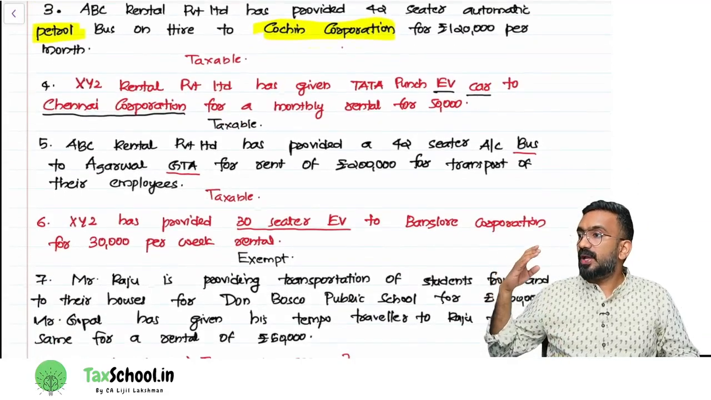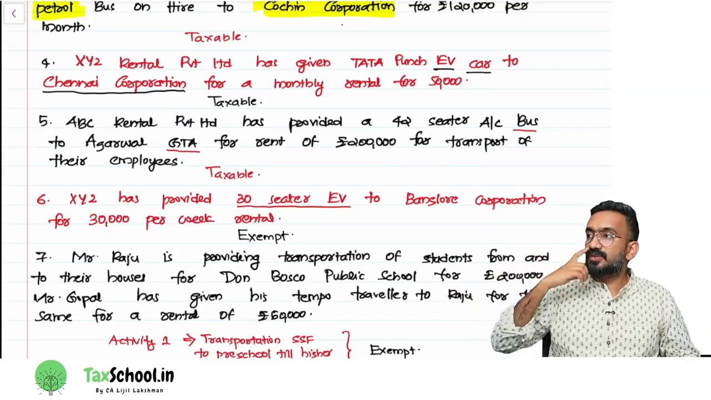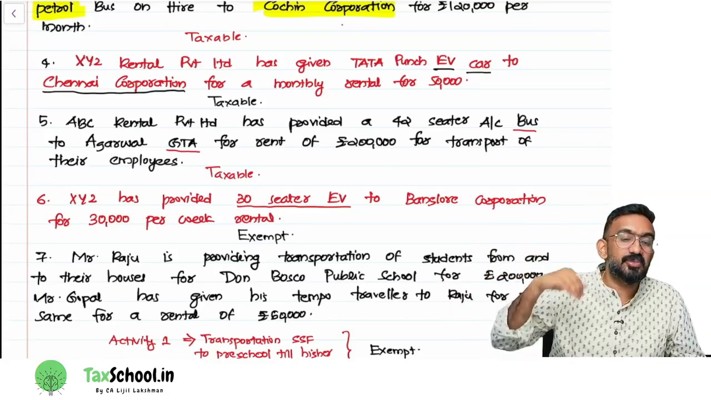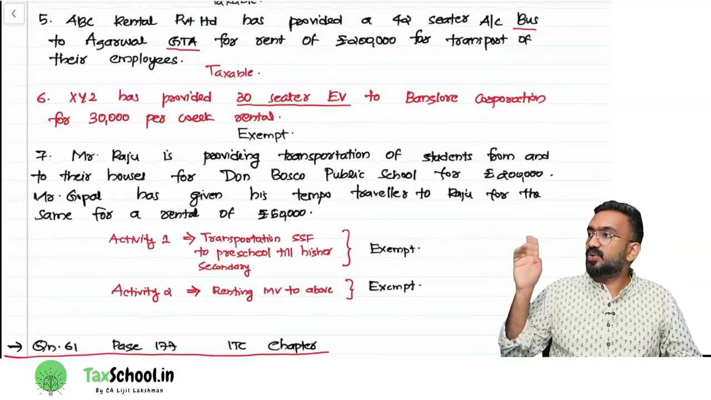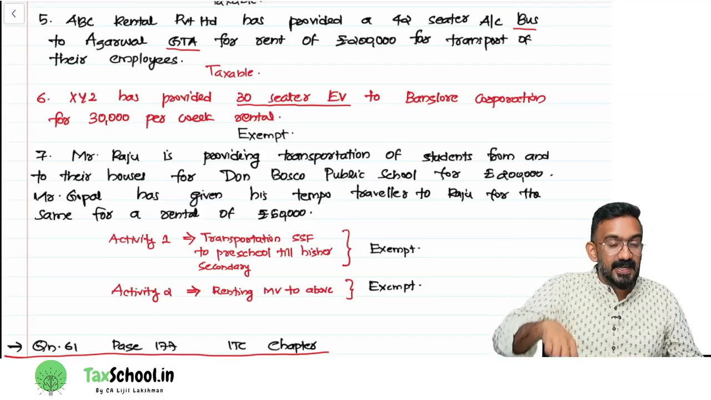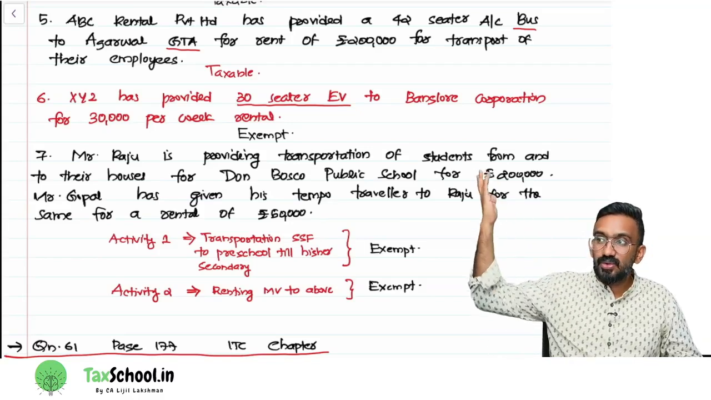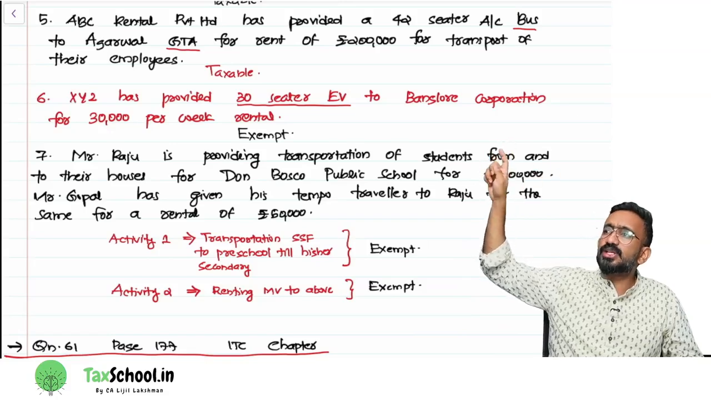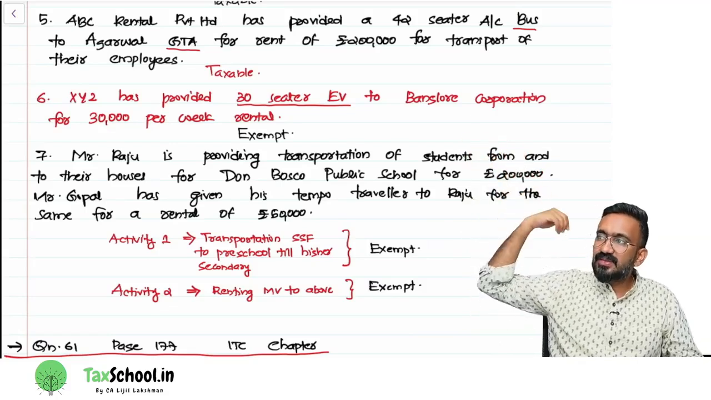Number 4, XYZ Rental Private Limited has given a Tata Punch EV car to Chennai Corporation for a monthly rental of 50,000. Would be again taxable. Why? Because it is an electric vehicle but only a 5-seater. It should be an electric vehicle of more than 12-seater. ABC Rental Private Limited has provided a 42-seater AC bus to Agarwal GTA for rent for 2 lakh for transport of their employees. Again taxable, because to a GTA you should give a goods transport vehicle, not a car or a bus. It is a passenger transport vehicle, no exemption. XYZ Limited has given a 30-seater EV to Bangalore Corporation for 30,000 per week rental. It is exempt because it's more than 12-seater, it's an EV, and it is given to a local authority.